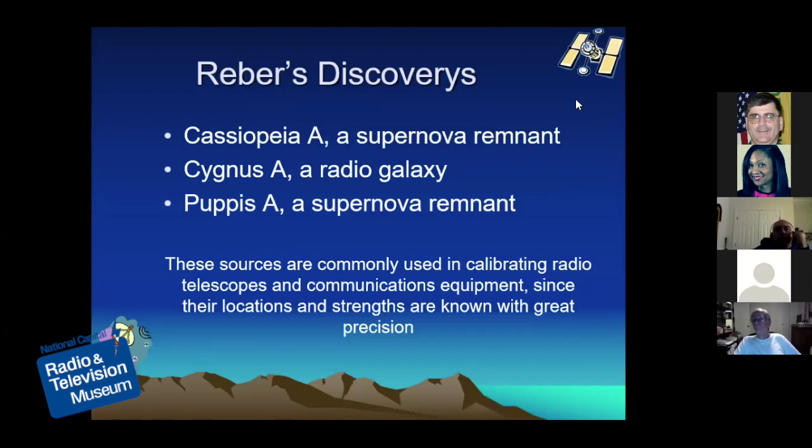Cygnus A, a radio galaxy, nothing particularly remarkable about it except it gives out a lot of radio energy. Puppis A, another supernova remnant. These sources are commonly used in calibrating radio telescopes and communications equipment, since their locations and strengths are known with great precision. And when I was working on satellite communication systems, we would point our antenna at Cassiopeia A all the time. It's a real nice one to use because it's always high in the sky.